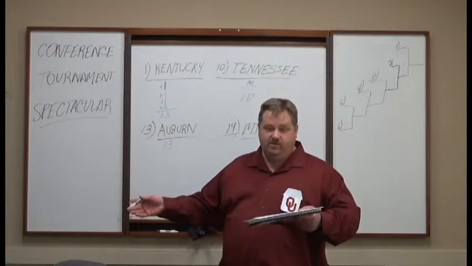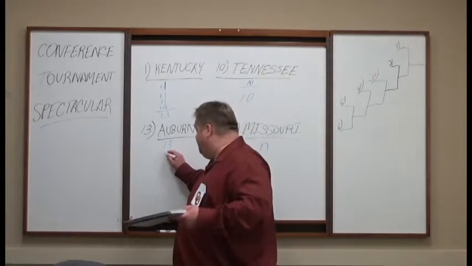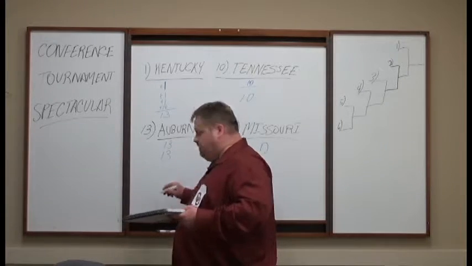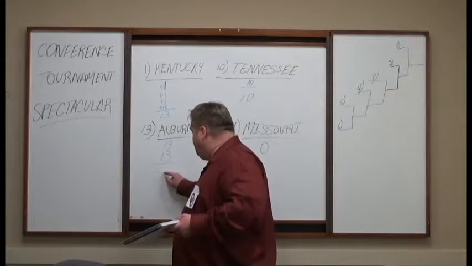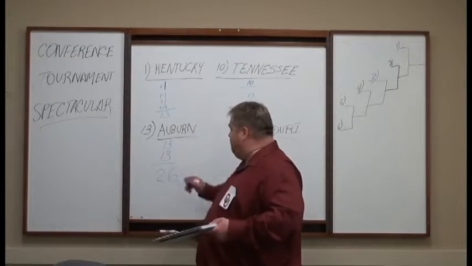They moved to play LSU. They beat LSU. They get another 13 points. But then they played Kentucky. They lost, so that's all they get. So if you picked Auburn, you would have got 26 points.